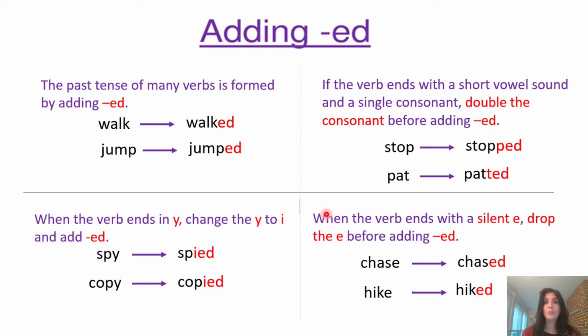And our final rule that we learned about in our last lesson was that when the verbs end with a silent e, we drop that e before we add our ed. And here are our examples. Chase has a silent e, and now our new word is chased. And then hike has a silent e, so we drop it, and now our new verb is hiked. You have been learning so much about verbs, and we're going to continue learning about verbs today.